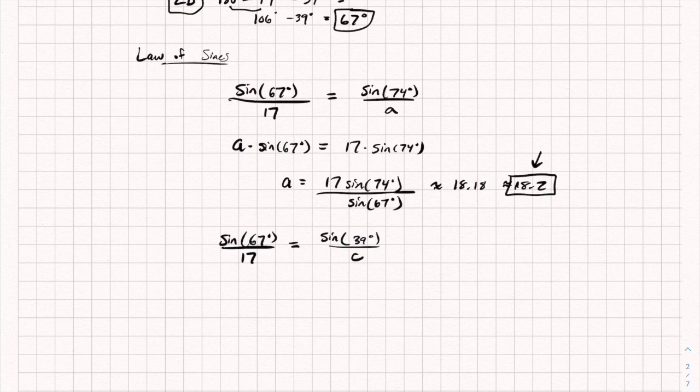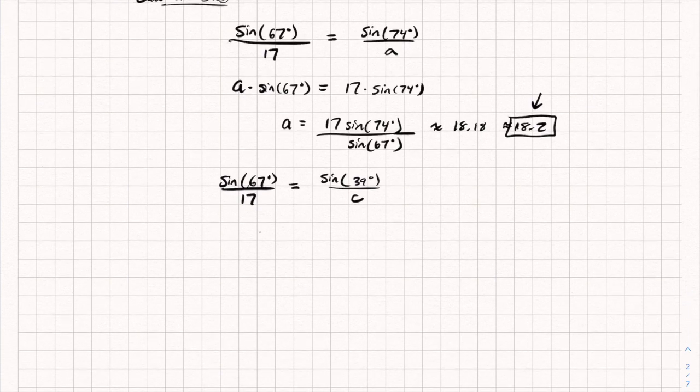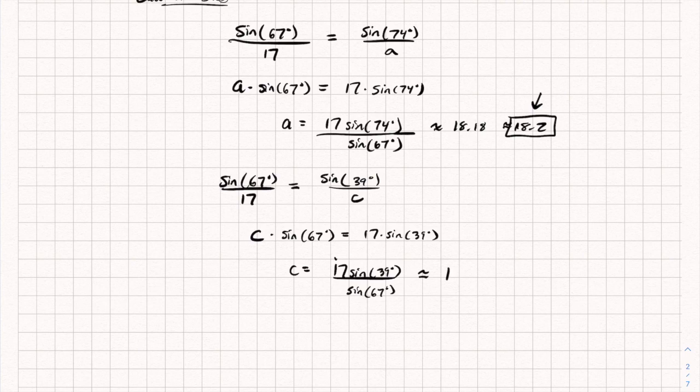And I'm going to divide this by little c, and we're going to solve this just like we did with a. I'm going to cross multiply. This is equal to 17 times sine of 39. And then c is going to be 17 sine of 39 divided by sine of 67. Again, using a calculator, and I'm just going to round to the nearest hundredth place. Then I would get 11.90 or 11.9. And now I have solved this triangle.